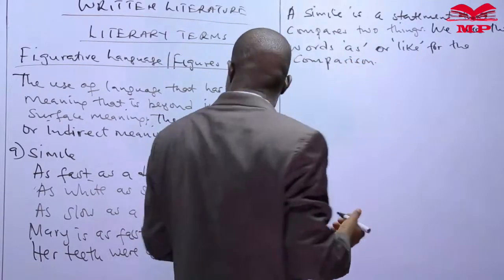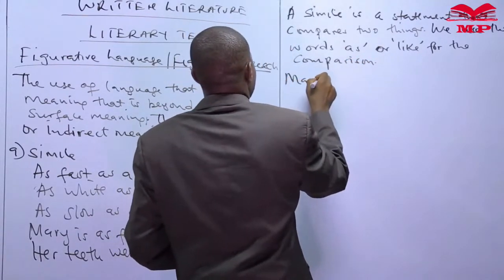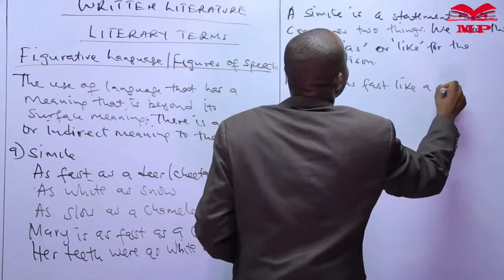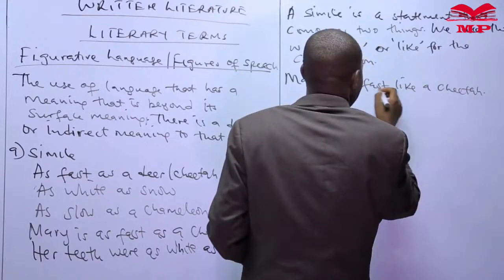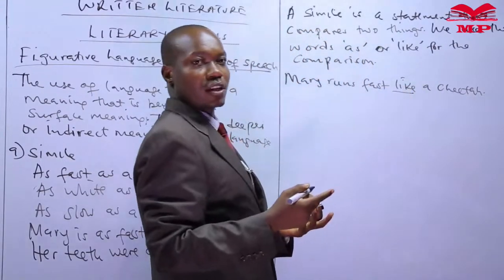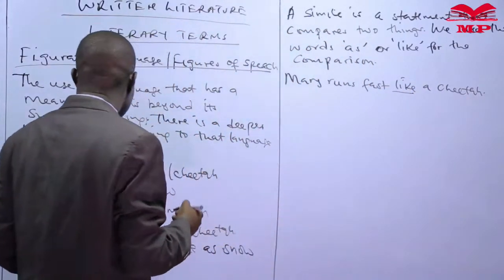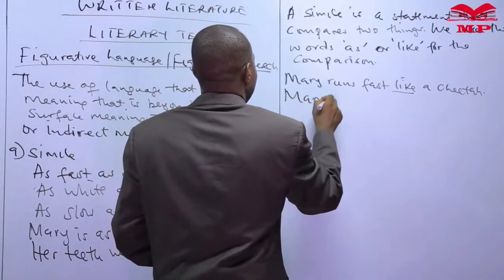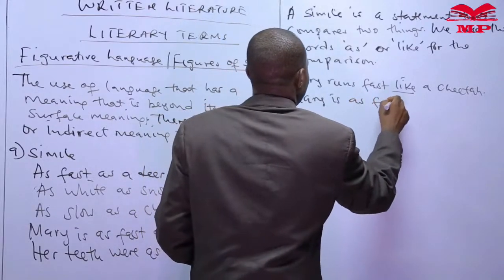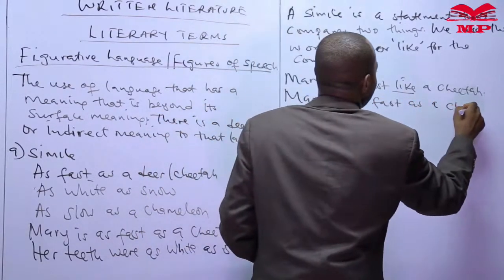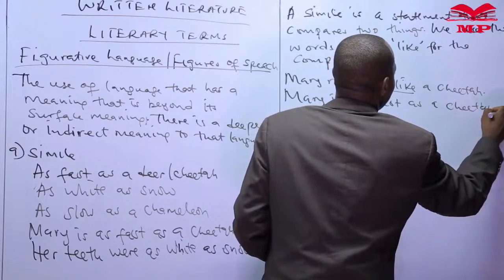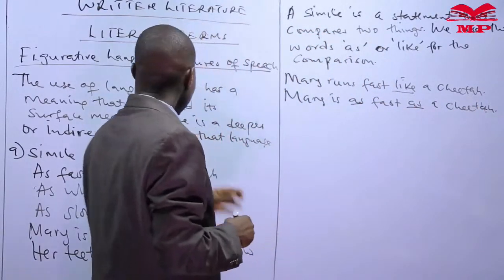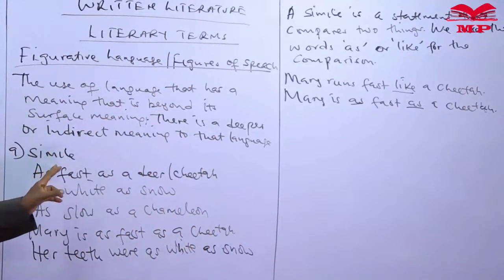So you can say Mary runs fast like a cheetah. Or Mary is as fast as a cheetah. I can repeat, Mary is as fast as a cheetah. Okay, so those are similes. So that's the first figure of speech.